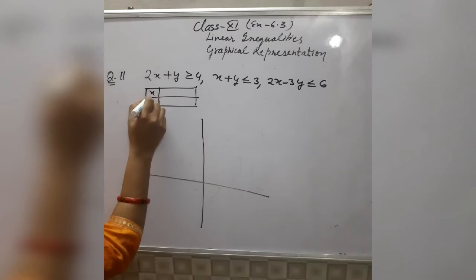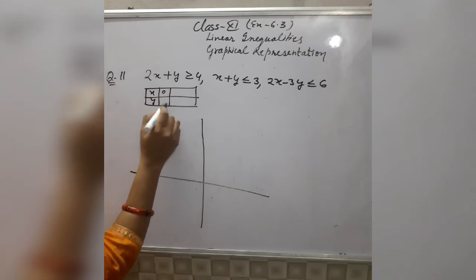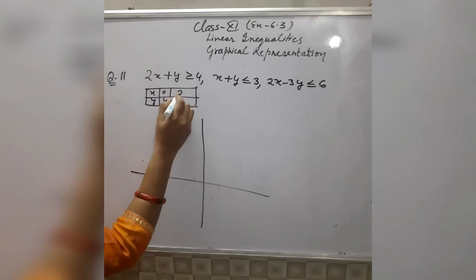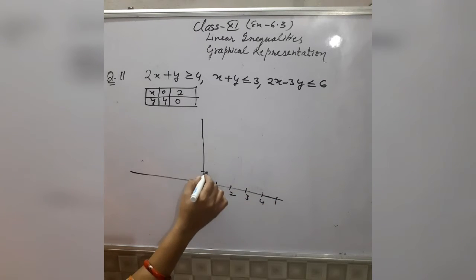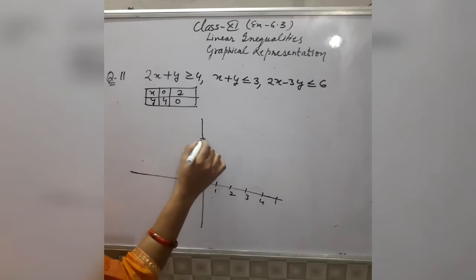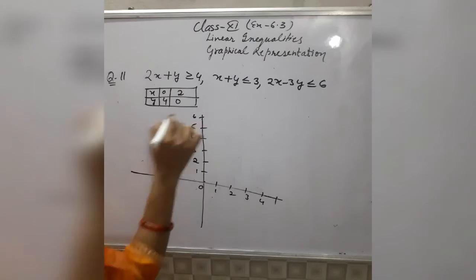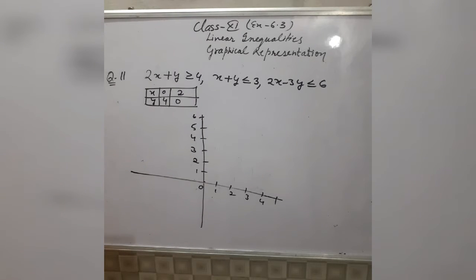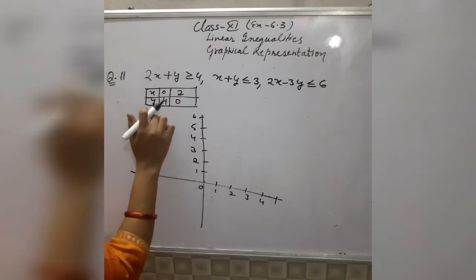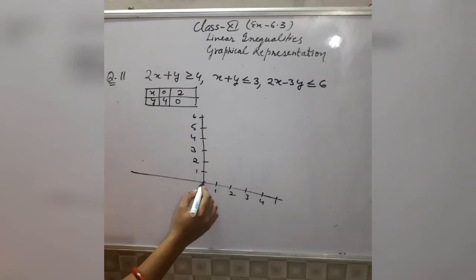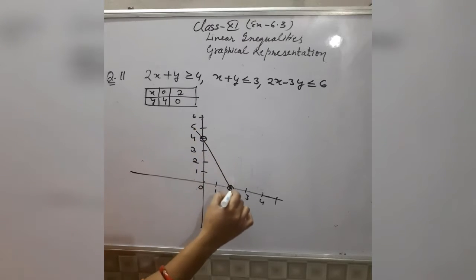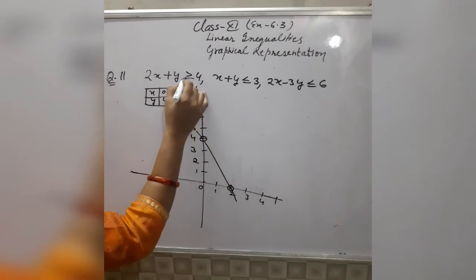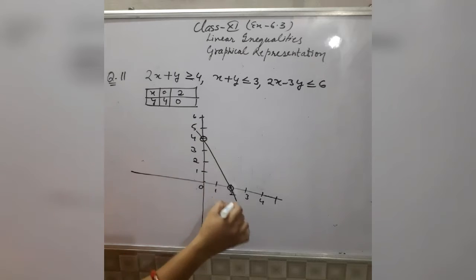Firstly, for the first linear inequality, if you are taking x equal to 0, then what will be the value of y? 4. If you are taking y equal to 0, then the value of x is 2. So firstly we will plot these points. You can use different colors of pens or pencils so that you can find the common region very easily. The first point is x 0 and y 4, this point. x 2 and y 0 means this point, and when you join these 2 points, this is the line. Here also the equal to sign is given, that's why you will highlight this line.